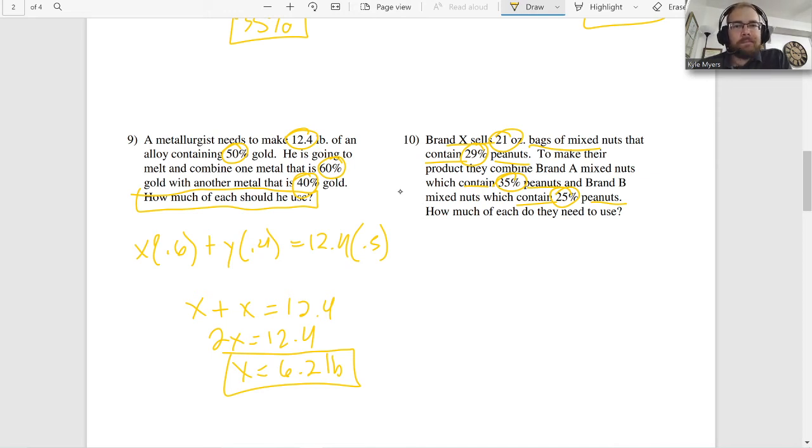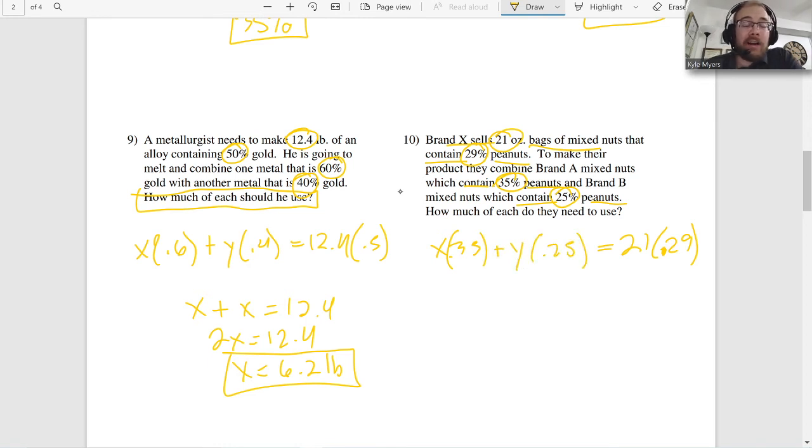All right. Brand X sells 21-ounce bags of mixed nuts that contain 29% peanuts. To make the product, they combine brand A mixed nuts, which contain 35% peanuts, and brand B mixed nuts. How much of each do they need to use? Okay, so this is X amount of 0.35, and then Y amount of 0.25.